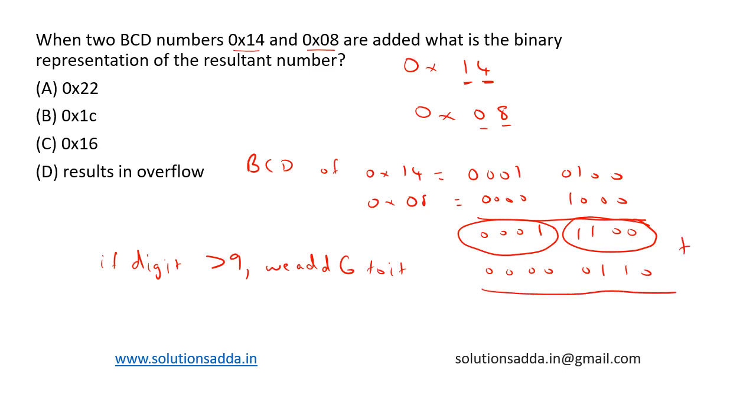Performing the addition, we will get this as the final result. Now let's convert it back to decimal representation. We'll have this as 2, this also as 2. So 0x22, option A is the right choice.